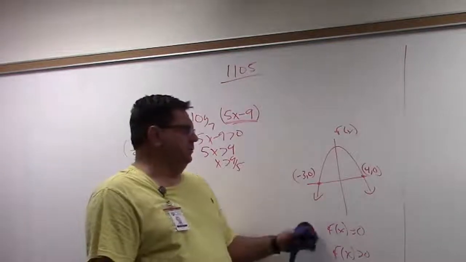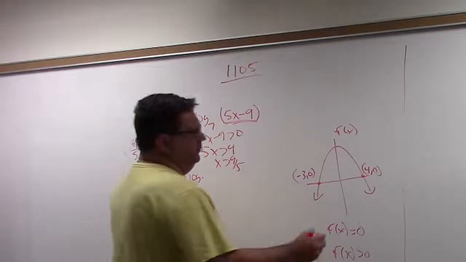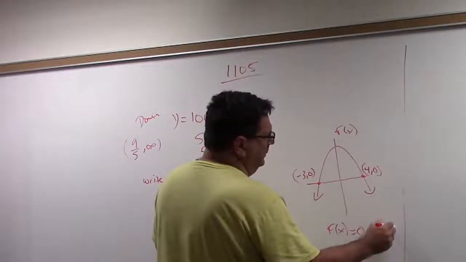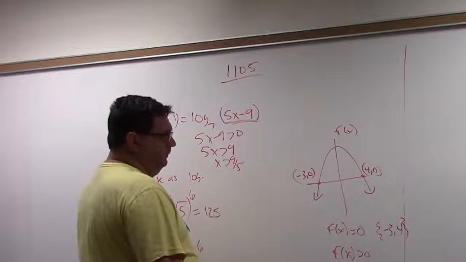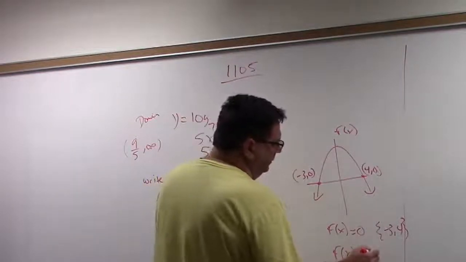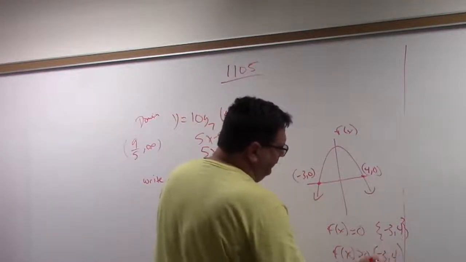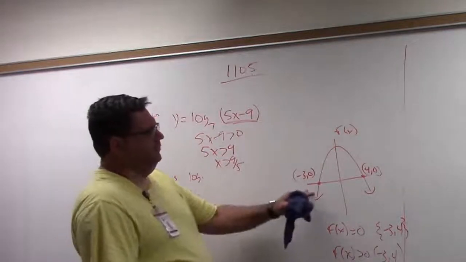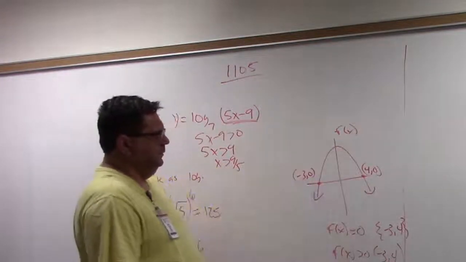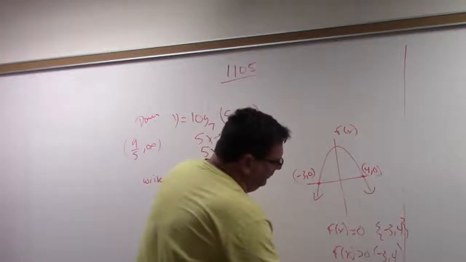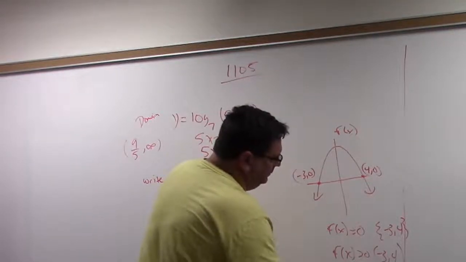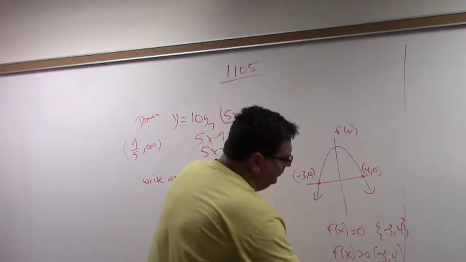When's f of x equal to 0? It's equal to 0 at -3 and 4. When's it greater than 0? -3 to 4. It's above 0 on this piece. When's it less than or equal to 0? Negative infinity to -3, union 4 to infinity.